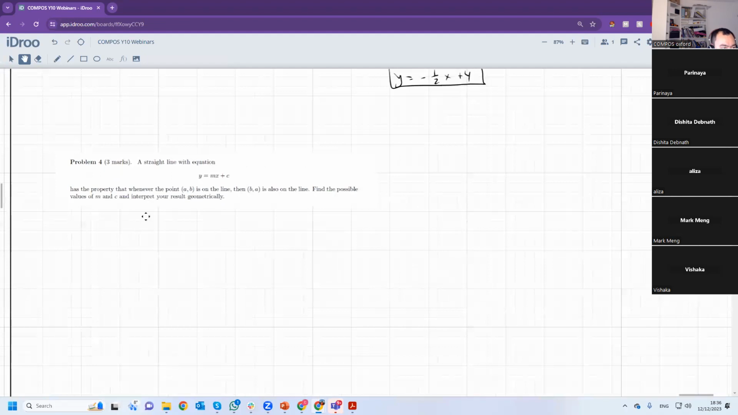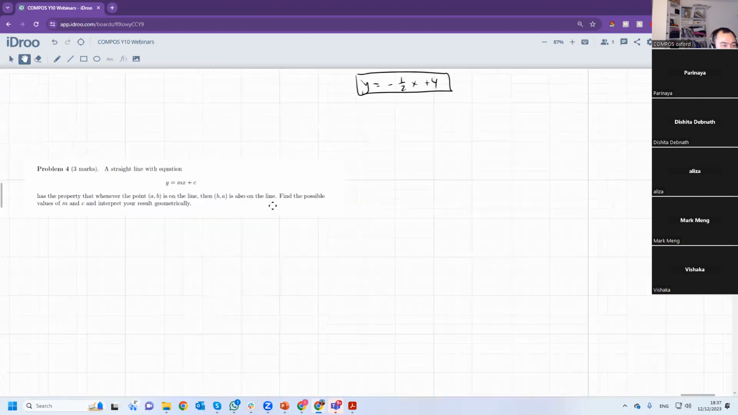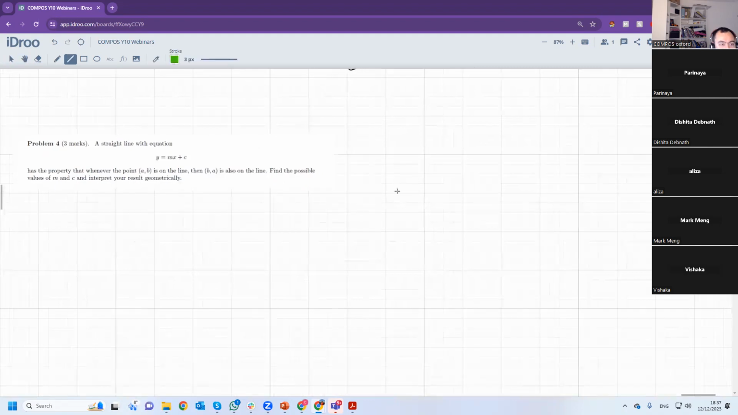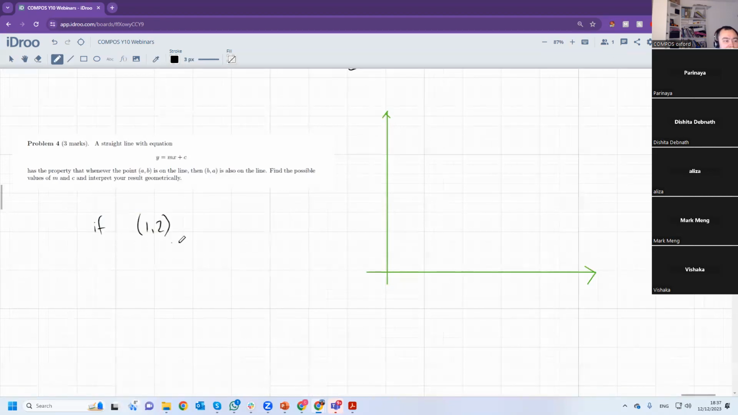A straight line with equation has the property that whenever (a, b) is on the line, then (b, a) is also on the line. Well, basically all you need to do is say, look, if (1, 2) is on the line, then (2, 1) is on the line. So (1, 2) is on the line. That means (2, 1) is also on the line.